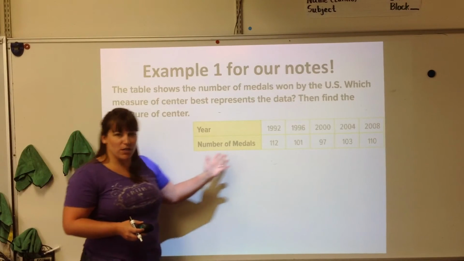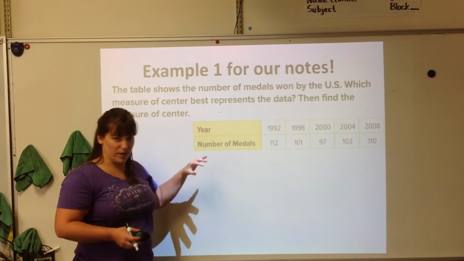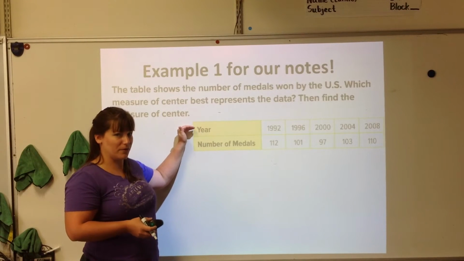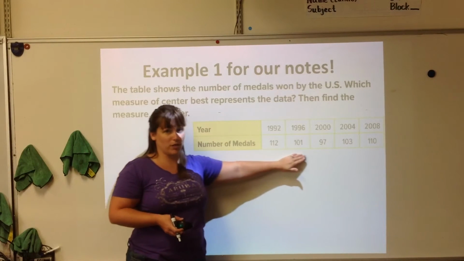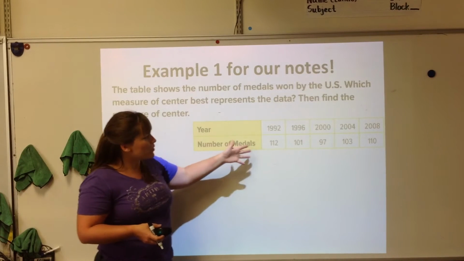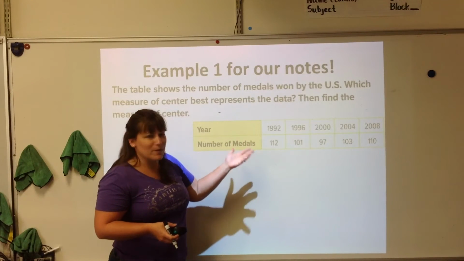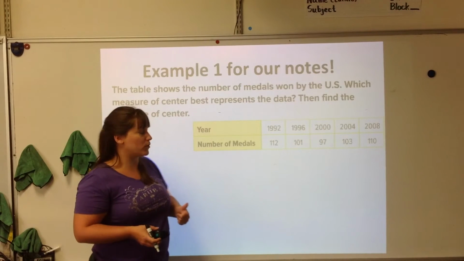So you want to start by looking at the numbers. Now make sure you're looking at the right set of numbers. We're not really caring about the years. We want to know the number of medals. So look at the bottom row. And I'm noticing that none of them repeat. So mode probably won't be a good choice.